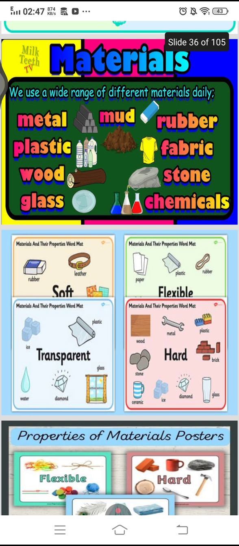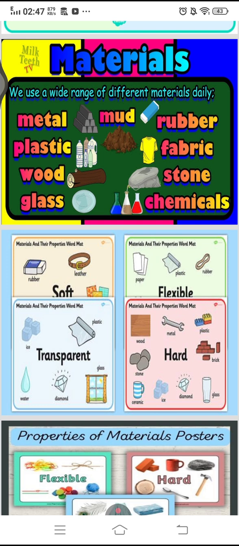Okay, now these materials have different properties. Some of the materials are soft like rubber, leather, paper. Some of the materials are flexible like paper, plastic, rubber band. Some of the materials are transparent. Some fine plastic is transparent, ice is transparent, glass is transparent, diamond is transparent, and water is transparent. And some of the materials are very hard.